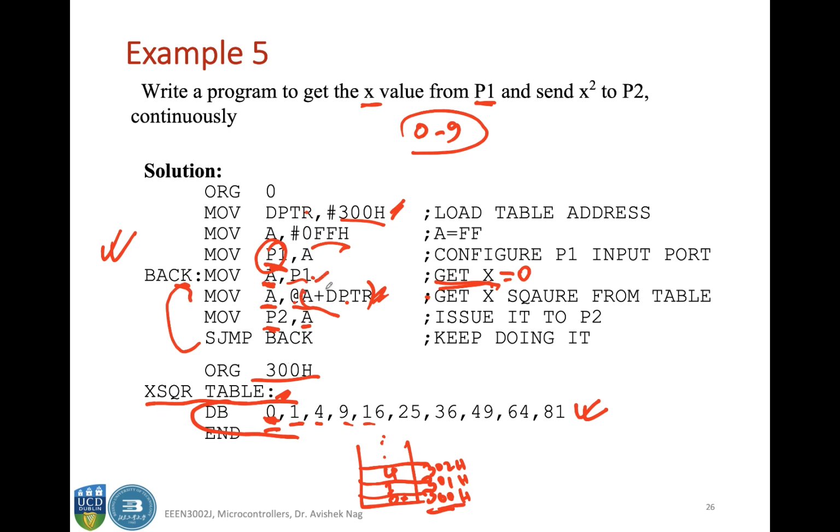It's taking the next number. If the next number is, let's say, 4, then 4 plus DPTR, which is 300, will give you 304, and at 304 the square of 4 is located, so that will be fetched and brought to the accumulator, and then the accumulator issues it to port 2. So in this way the code will run by looking up through this lookup table, which is stored in the memory location starting from 300H, okay.